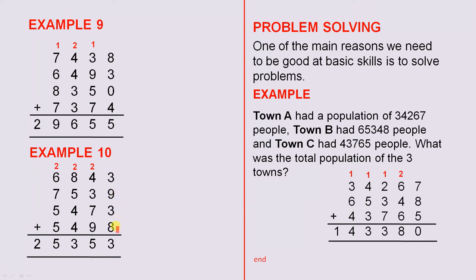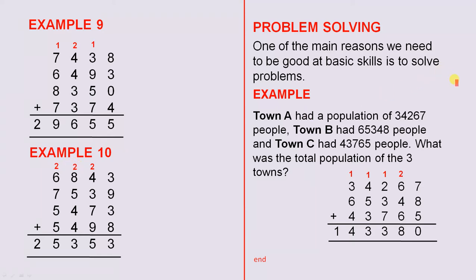Example 10, 8 plus 3 plus 9 plus 3 gives us 23. Put the 3 there and the 2 in the tens column. 9 plus 7 plus 3 plus 4 plus 2 gives us 25. Put the 5 there and the 2 in the hundreds column. 4 plus 4 plus 5 plus 8 plus 2 is 23. Put the 3 there and the 2 in the thousands column. 5 plus 5 plus 7 plus 6 plus 2 gives us 25. So the answer is 25,353. So that's 2 lots of 10, 2 lots of 100, and 2 lots of 1,000.